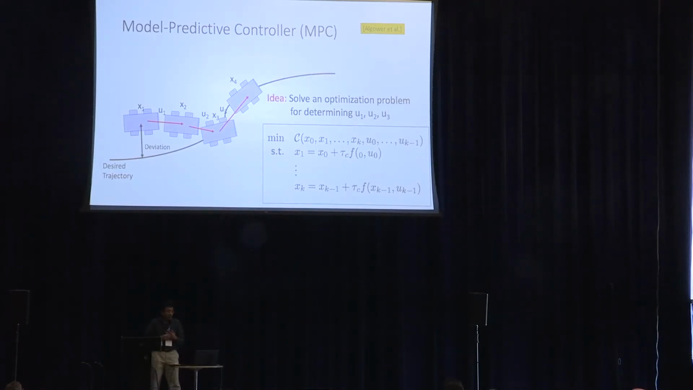I define a cost function, so that's the math on your right. So C of x0, x1 through xk, k being my time horizon now, and u0 to uk minus 1, which are the controls I apply. These are all unknown. So minimize this cost. And then I have written down a simple Euler discretization of my dynamics. How do I get x1 from x0? How do I get x2 from x1? By applying the dynamics. And tau c here is the time step I'm using. So this is the discrete version.